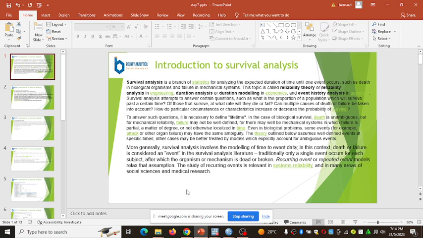Duration analysis or duration modeling in economics, and event history analysis in social sciences. Survival analysis now attempts to answer certain questions such as what is the proportion of a population which will survive past a certain time. Are we together?